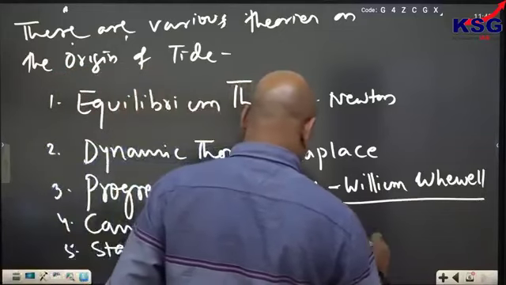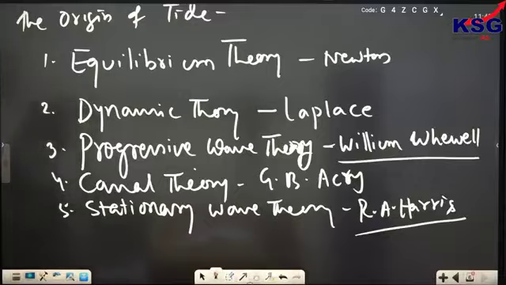These are some of the 5 theories we are having, theories on the origin of the tide. Equilibrium theory of Newton, dynamic theory of Laplace, progressive wave theory of William Whewell, canal theory of G.B. Airy, and the stationary wave theory of R.A. Harris.